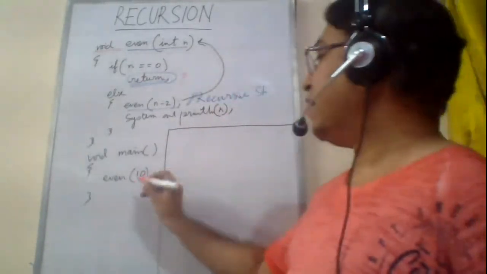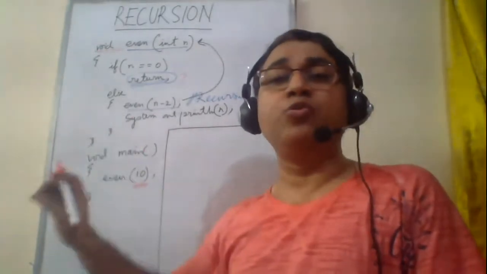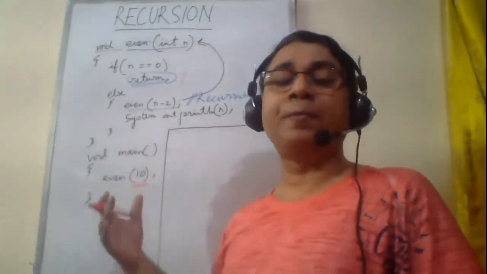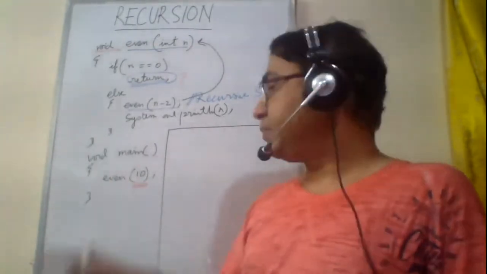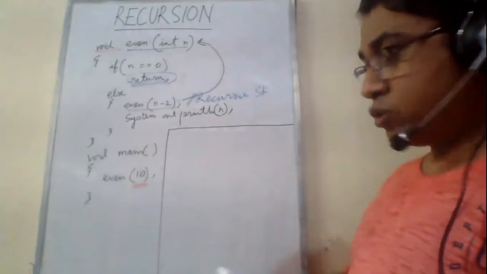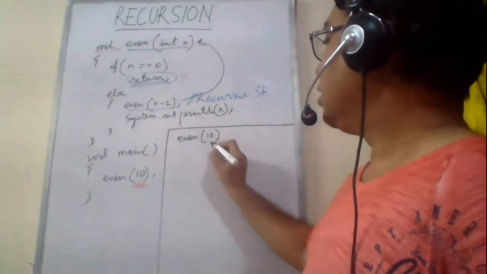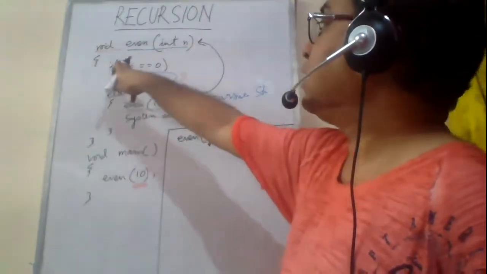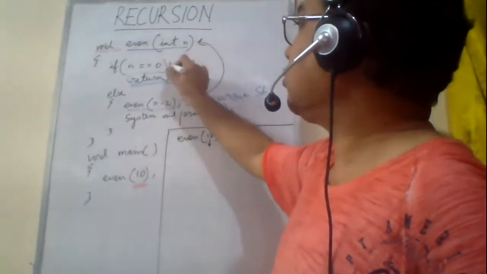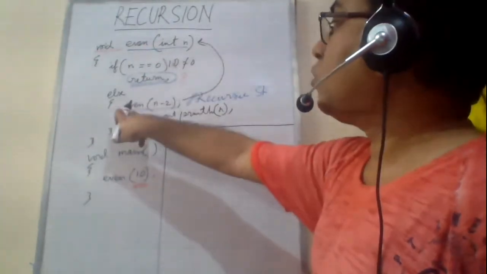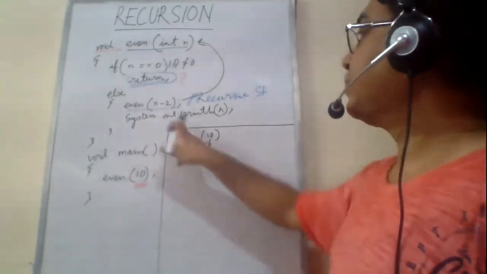I've used a value as 10. Here the number I'm passing is the end value for printing the even numbers. I want to print all the even numbers from 2 to 10. So I'm passing the value 10. So what happened? It is going to even 10. Now when it is going to even 10, n is not equal to 0 here. Actually 10 is not equal to 0. So what it will do? It will directly go to even 8.